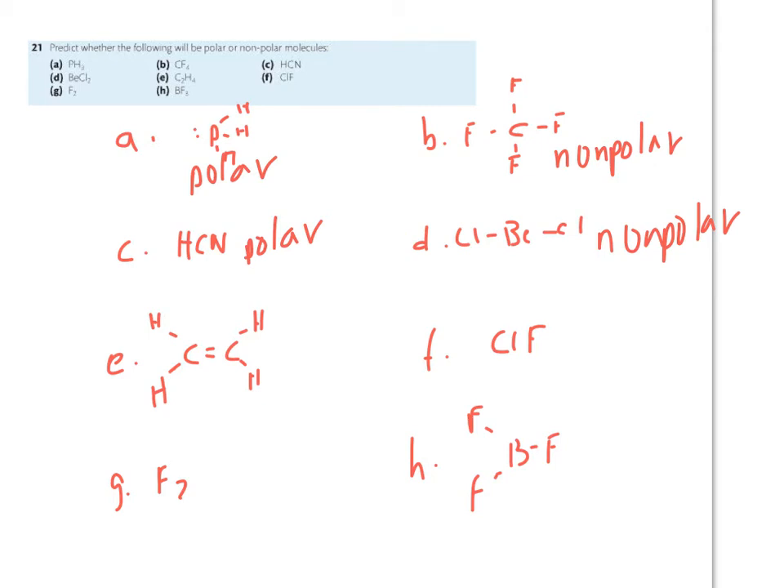C2H4, the double bond in the center doesn't really matter, but this is going to be nonpolar as well, as many hydrocarbons are. It's very symmetrical. ClF, even though this is linear with just two, because they're not the same kind of atom, this one is going to be polar. F2, nonpolar because there's no polarity in the bonds. And BF3, again, boron's too small to make a double bond, but there is no lone pair on boron either. So this is going to be trigonal planar and nonpolar.